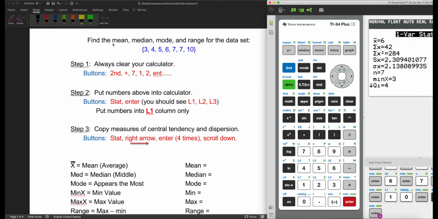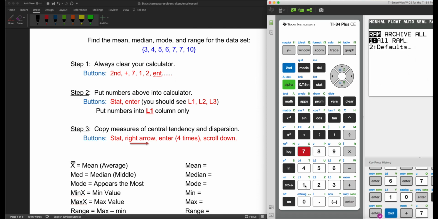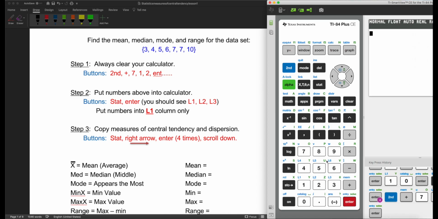So basically, you're looking for the mean, the median, the mode, and the range. And your data set is 3, 4, 5, 6, 7, 7, and 10. Okay? First step, clear your calculator. And the way we do that is second function, plus sign, 7, 1, 2, enter. Second plus, 7, 1, 2, enter. All right? Calculator is clear. Now, to put this data set in the calculator, we're going to be hitting stat, enter.